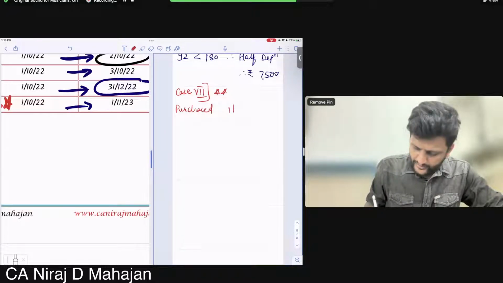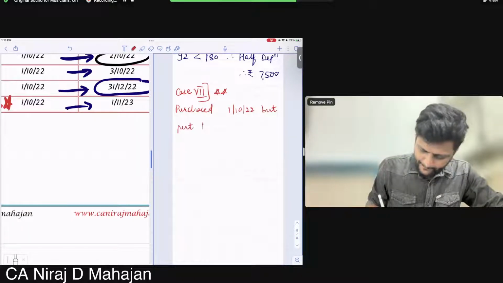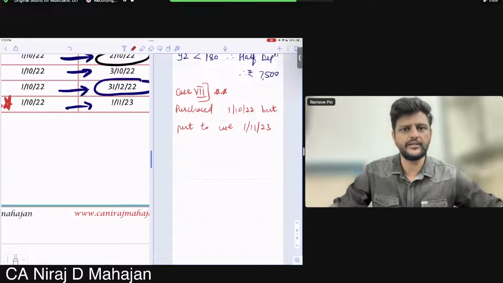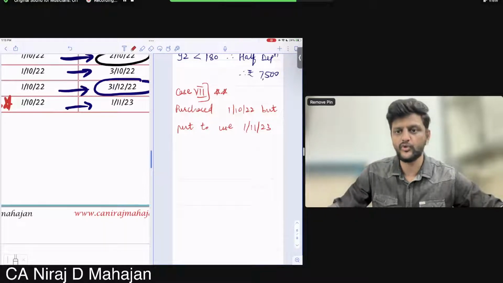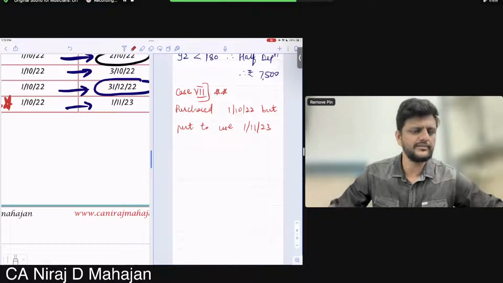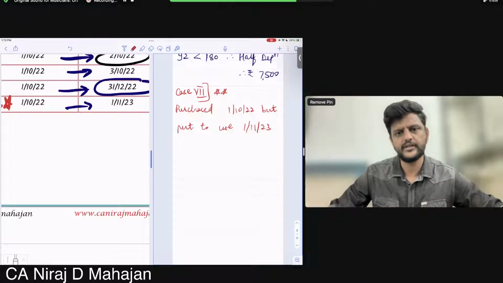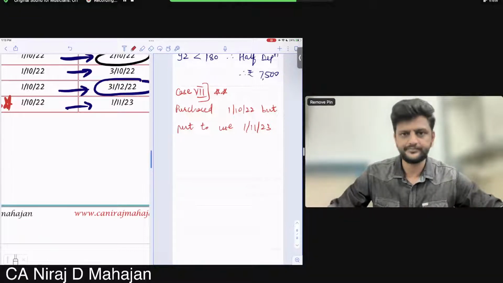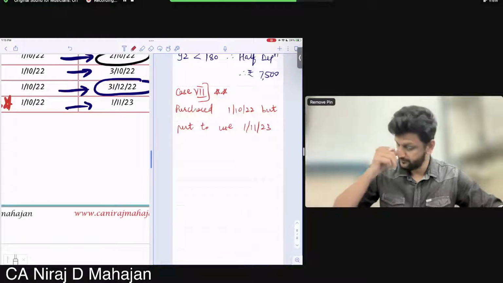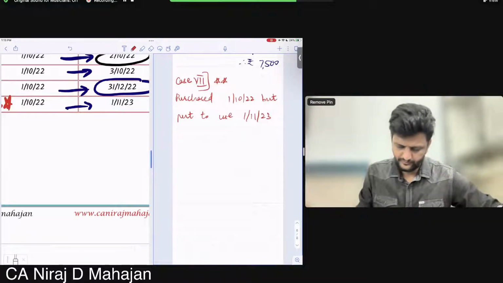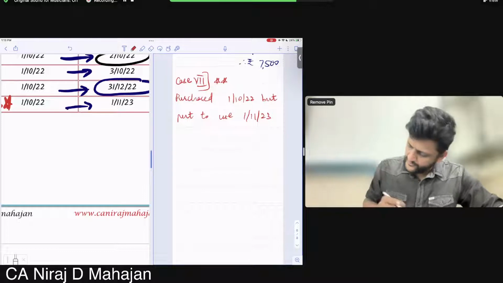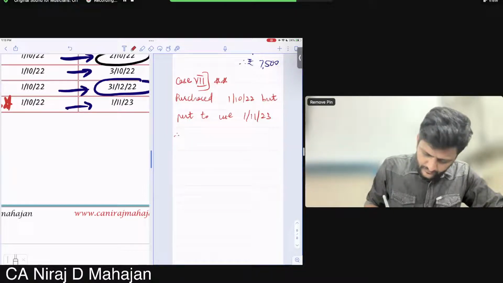Purchased 1/10/22, but put to use, children, 1/11/23, after 1 year 1 month, by the way. Or 1 year 2 months actually I should say. October to October is already done, so whatever. Yes, 1 year 1 month whatever. Right. Therefore, no depreciation. In which year?